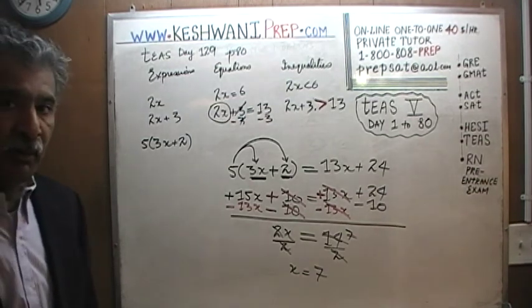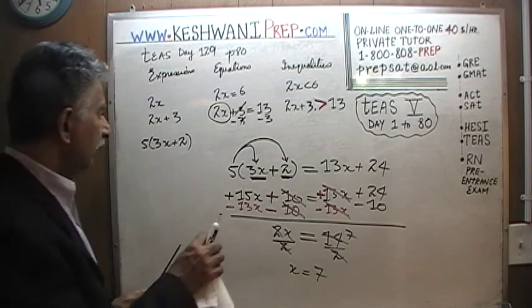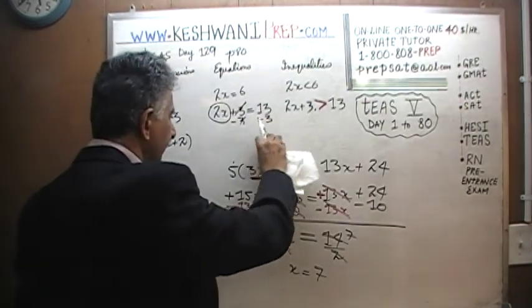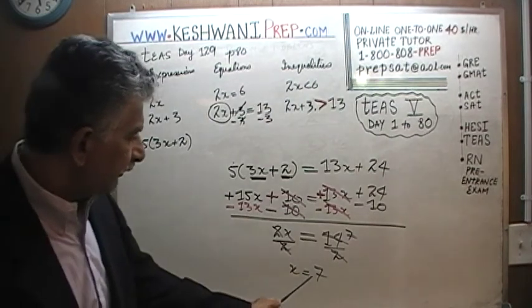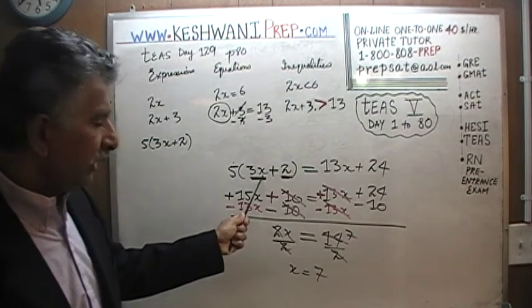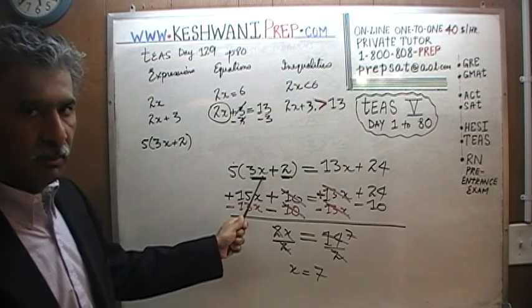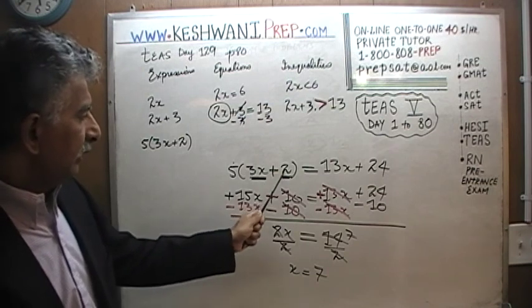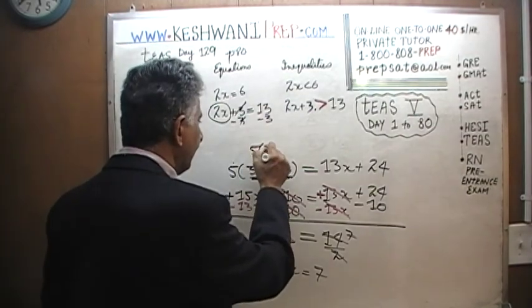And we can put it back in the equation to see if it actually makes sense. Should we do that? Let's do it together. Watch what happens. I'm not going to actually do out the whole thing, but x equals 7 is what we're claiming. If you put it here, you get 3 times 7. 3 times 7 is 21. 21 plus 2 is 23. So this side we get 5 times 23.